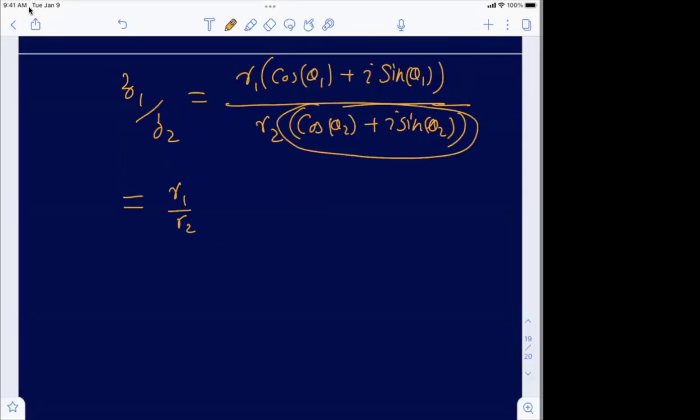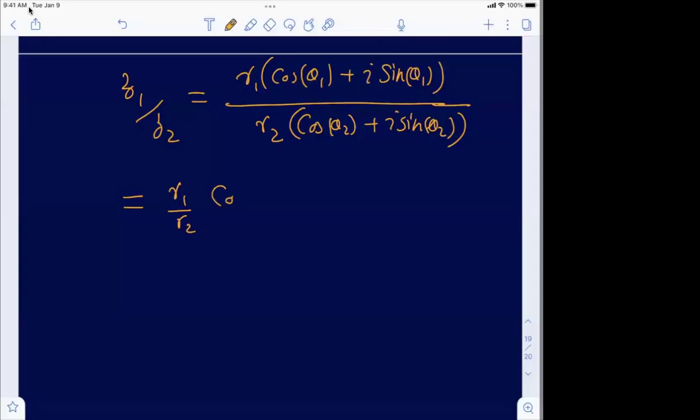But don't forget, whenever you have a complex number in the denominator, you have that simple trick. You can multiply by the conjugate of that number to bring that term to the numerator. So when you multiply at the bottom by the conjugate of this number, you're going to end up getting cosine square theta 2 plus sine square theta 2. That will result in just 1.